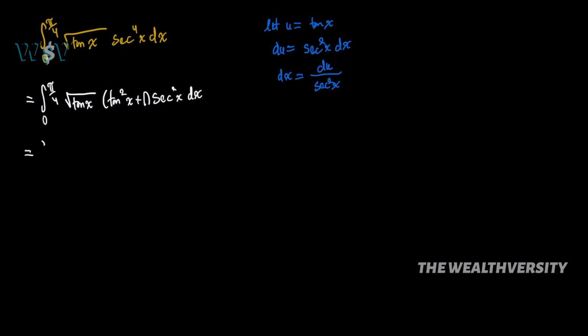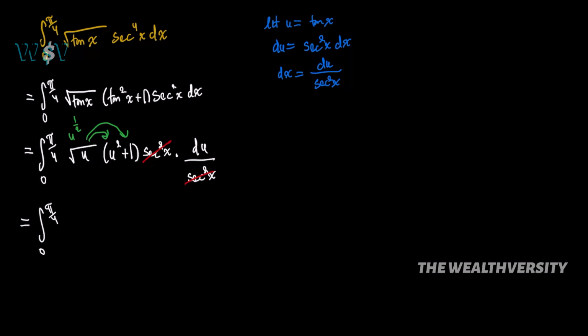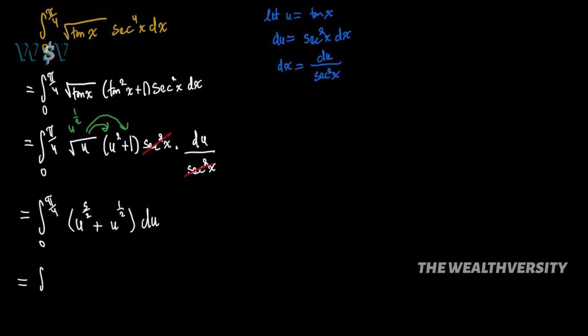This will give us the integral of the square root of u times u squared plus 1 times secant x squared times du over secant x squared. Now we can cancel secant x squared, and then distribute the square root of u, which is just u to the power of half, into the brackets to get u to the power of 5 over 2 plus u to the power of half.